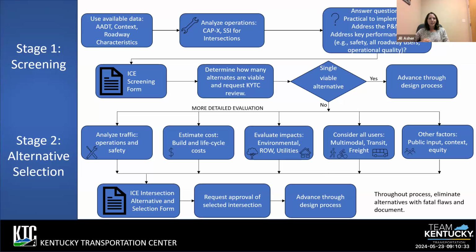You look at your traffic, your costs, impacts. We look at all users and the context of the area. It's the same form, but a different tab on an Excel form where you fill out some information. It's made part of the design executive summary, and so the approval of that intersection occurs with the approval of the design executive summary. They're not necessarily separate processes.